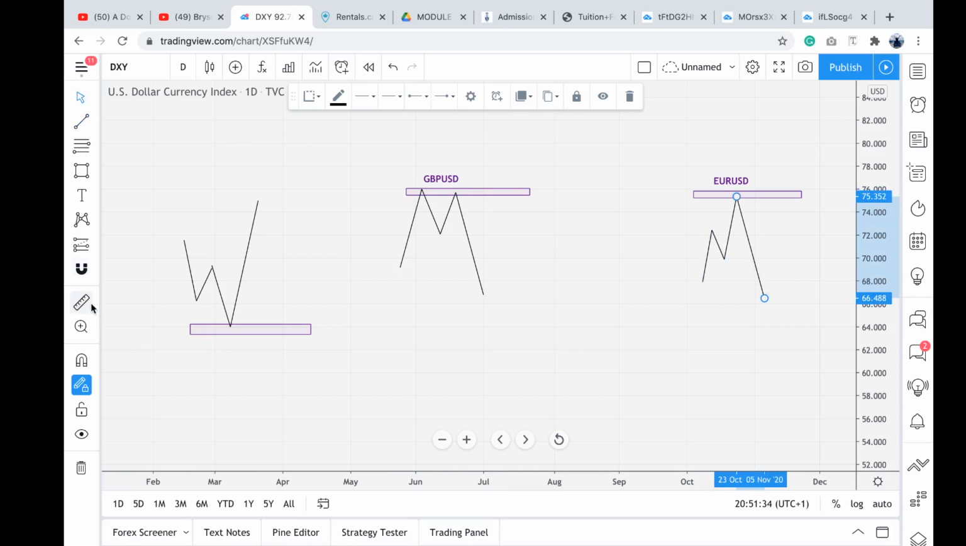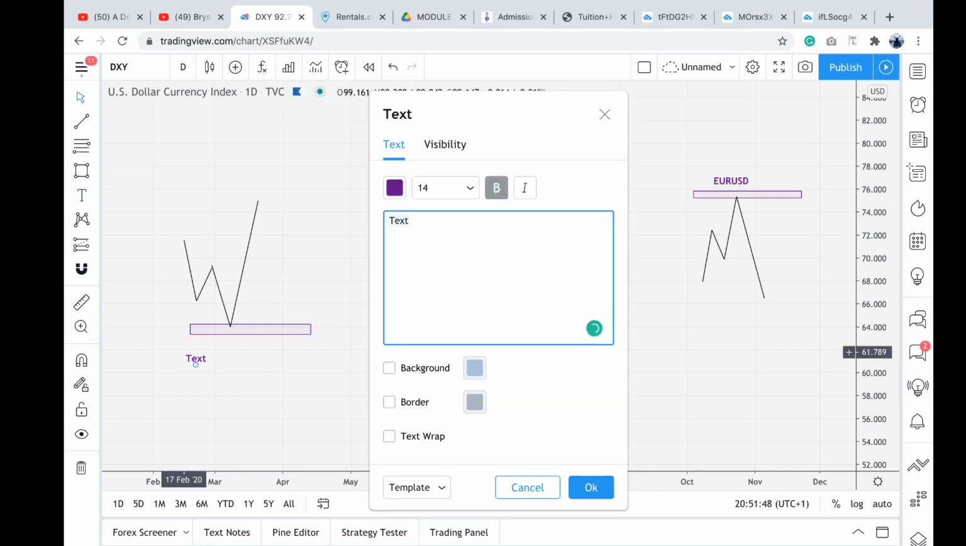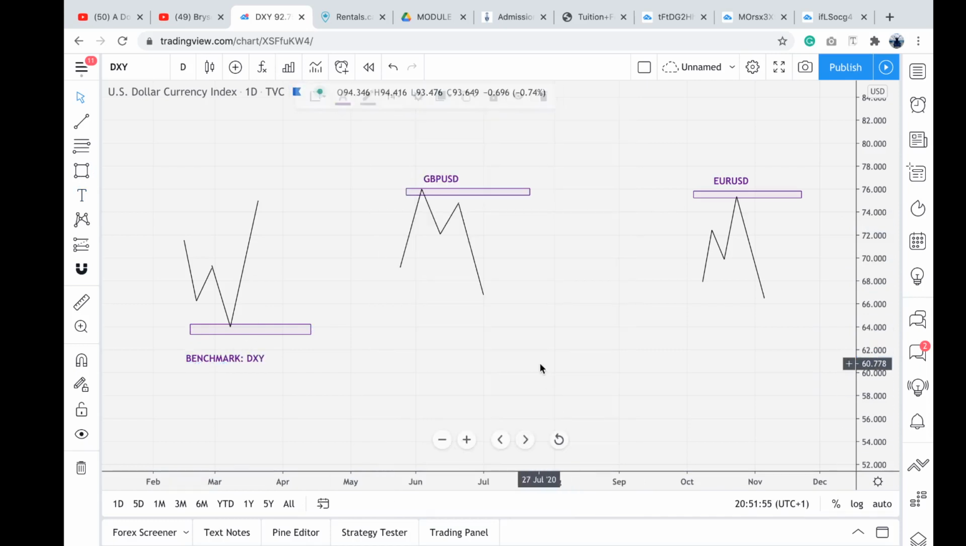Now, what currency is under accumulation from this? And what currency is being distributed from this? We're going to call this the benchmark, which of course is the DXY. This currency is under accumulation, because we want to see the DXY go bullish. If we want to see the DXY go bullish, we want to see foreign currencies go bearish.